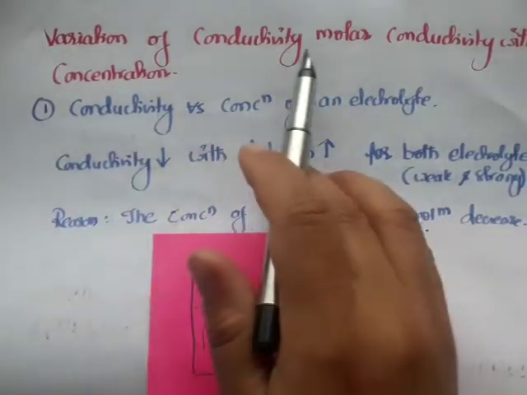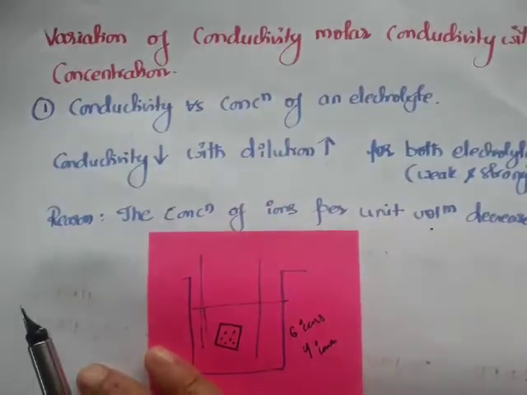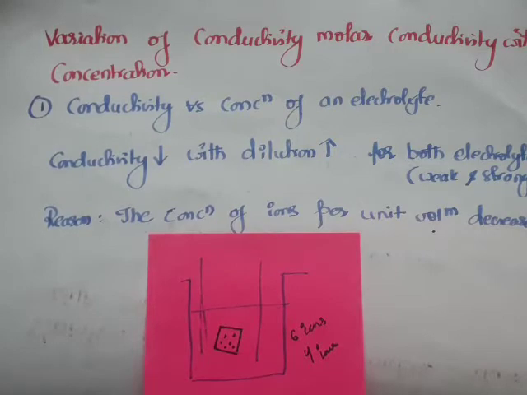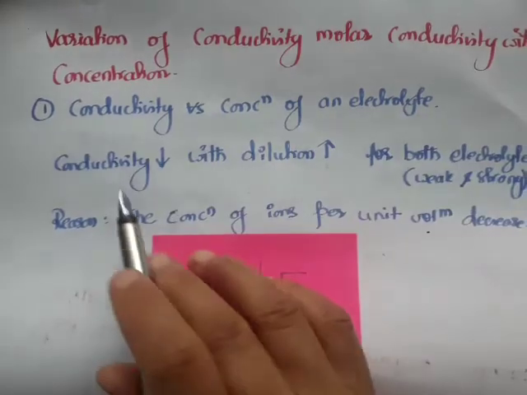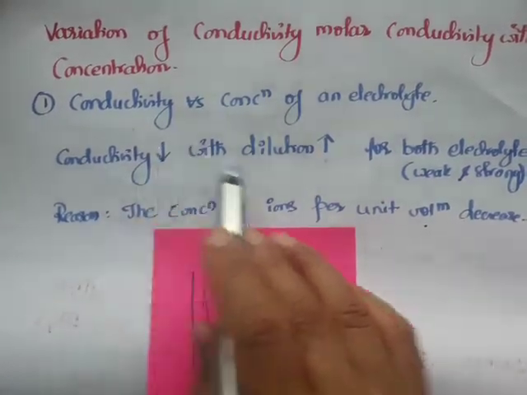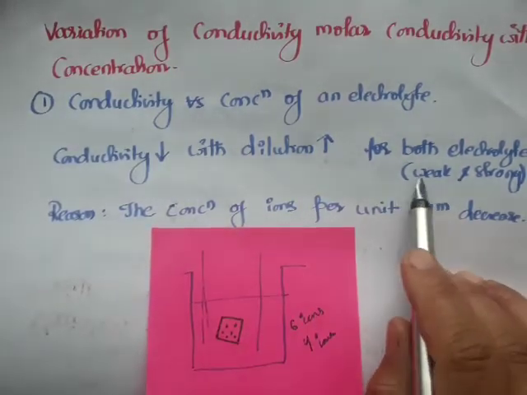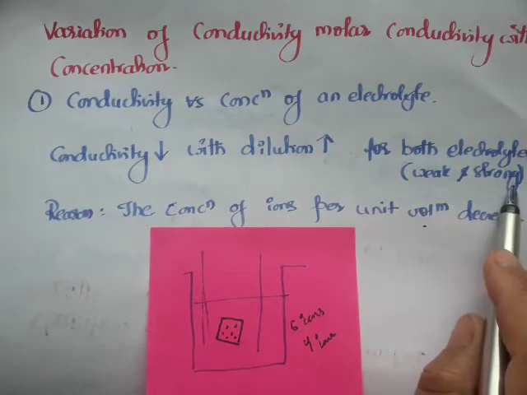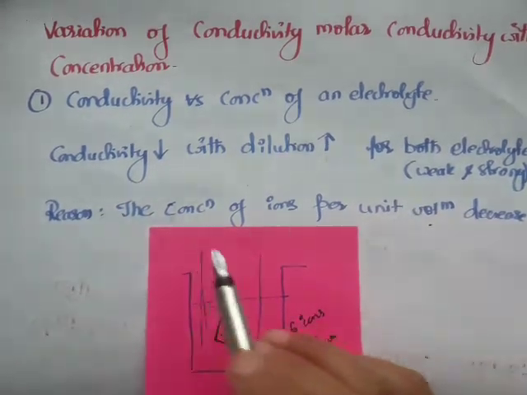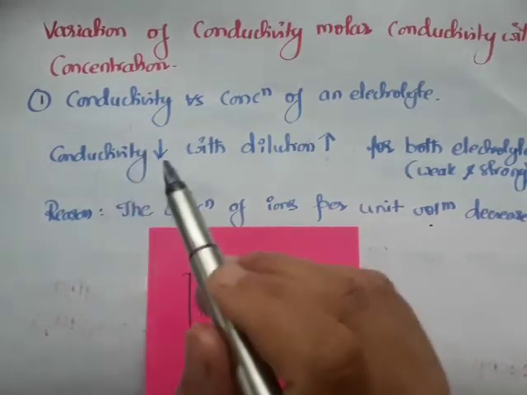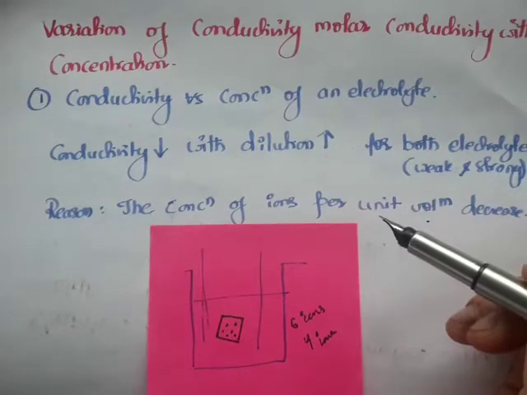Next is the variation of conductivity and molar conductivity with concentration. As we have already discussed, with a decrease in concentration or an increase in dilution, the ionic conductance increases. But in the case of conductivity, with an increase in dilution, the conductivity decreases, whether it is a weak electrolyte or a strong electrolyte. Now let us discuss why. What is conductivity? Conductivity is the conductance of unit volume of solution of an electrolyte.